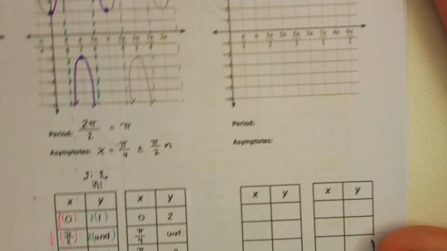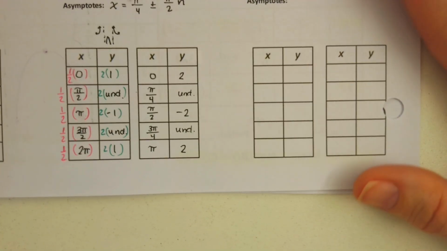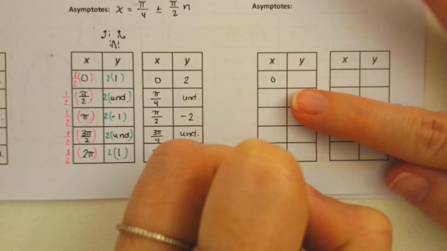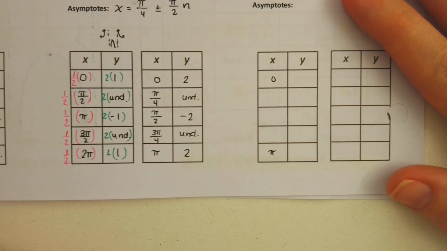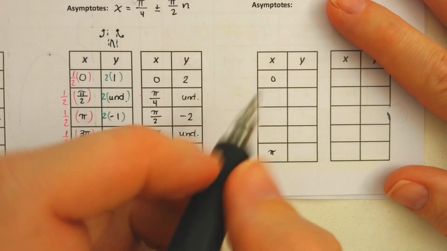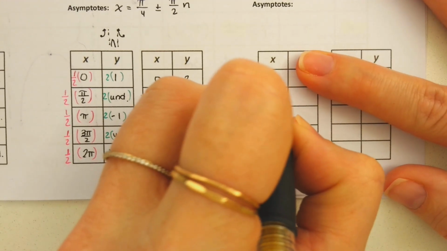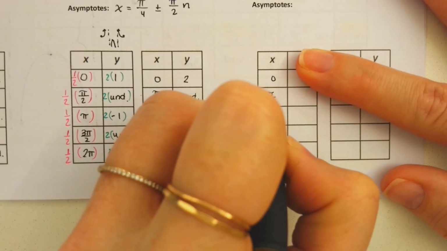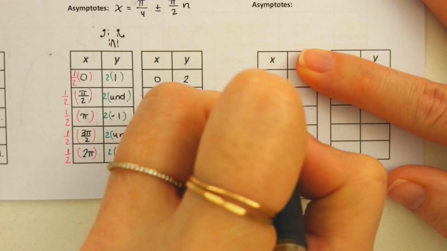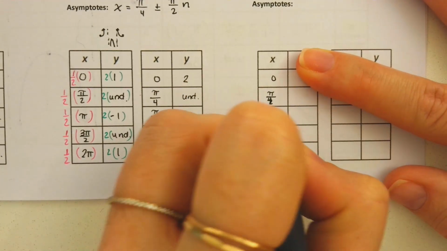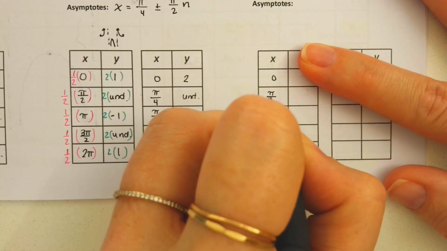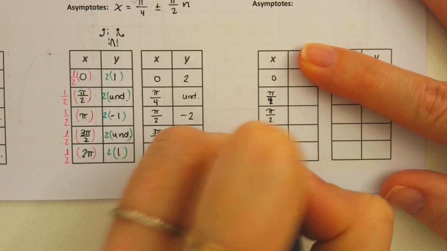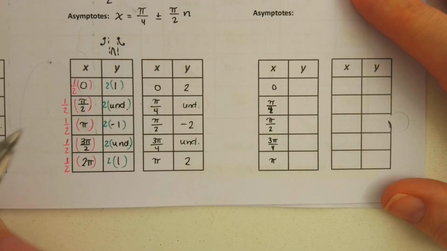Okay, for my x values, remember this was the one that was different. We didn't go from 0 to 2 pi. We went from 0 to pi, and we counted by pi over 4s. So the first thing you would have is 1 pi over 4. Pi over 4, and then 2 pi over 4 turns into pi over 2. And then 3 pi over 4 doesn't reduce, and then pi at the end.